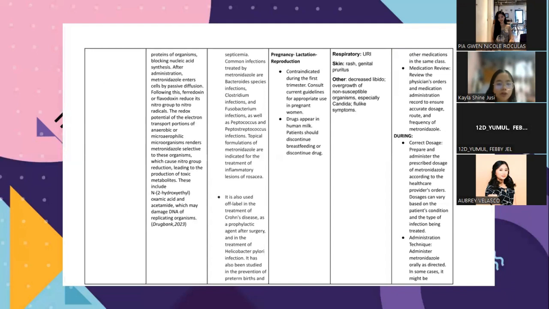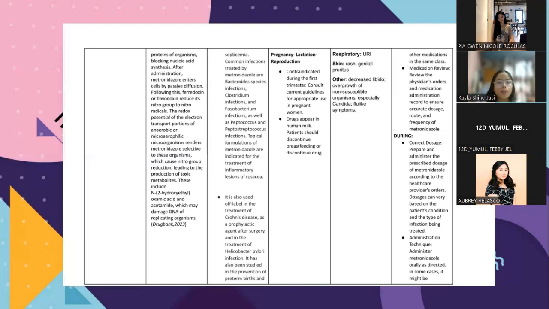So we have here upper respiratory tract infection, which may occur as a side effect, and skin rash and genital pruritus or itching are possible skin-related side effects of metronidazole. Others include decreased libido or reduced sexual desire, overgrowth of a non-susceptible organism, especially Candida species, leading to yeast infection, and flu-like symptoms have been reported.